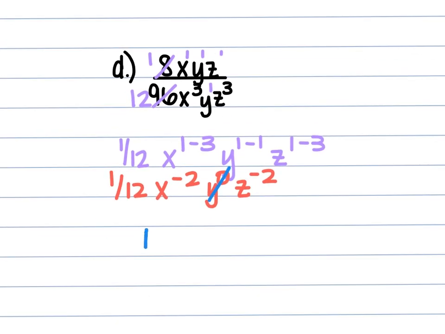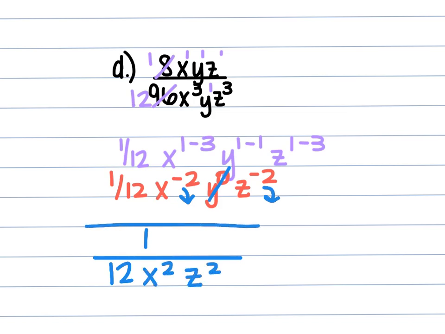The 1 of the 1/12 goes on top. The 12 is going to go on the bottom. The x squared is going to go on the bottom. Same thing with the z squared to make those exponents positive. So we have 1 over 12 x squared z squared.